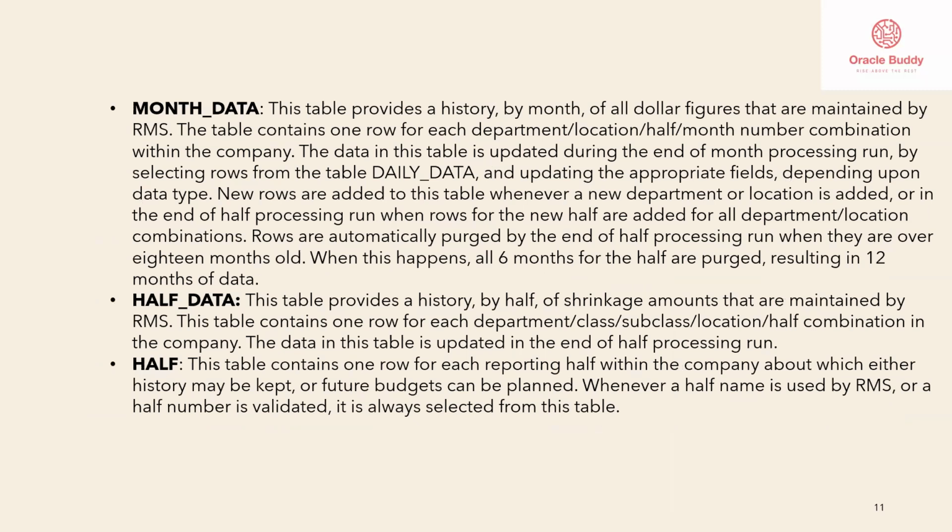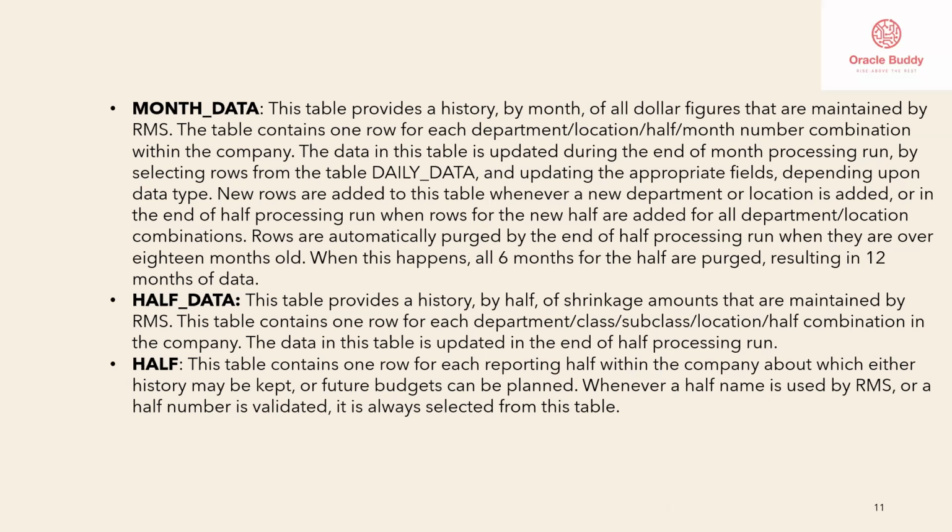Month data table. This table provides a history by month of all dollar figures that are maintained by MFCS. The table contains one row for each department, location, half, month combination within the company. The data in this table is updated during the end of month processing run by selecting rows from the daily data table and updating the appropriate fields depending upon the data type.